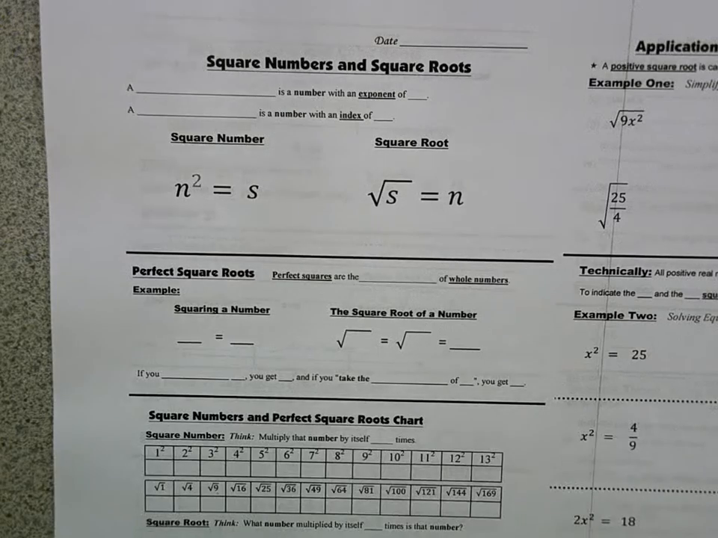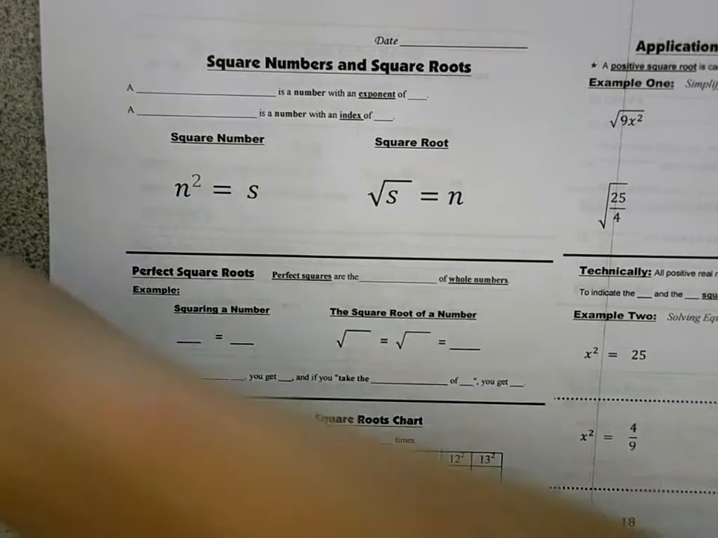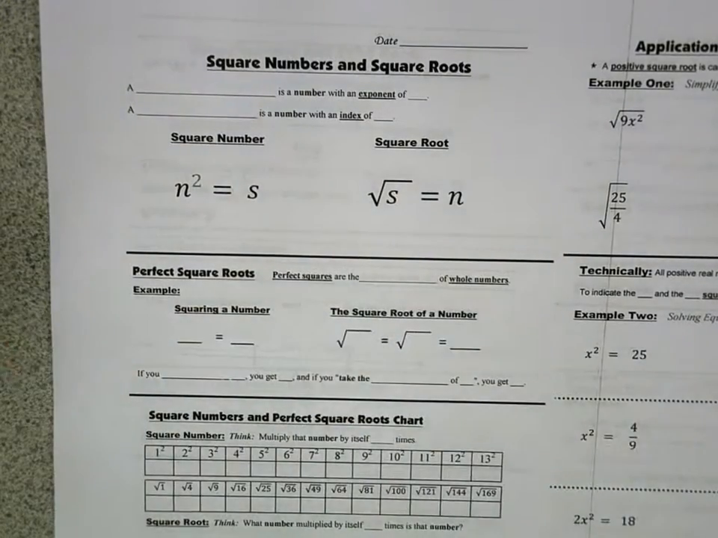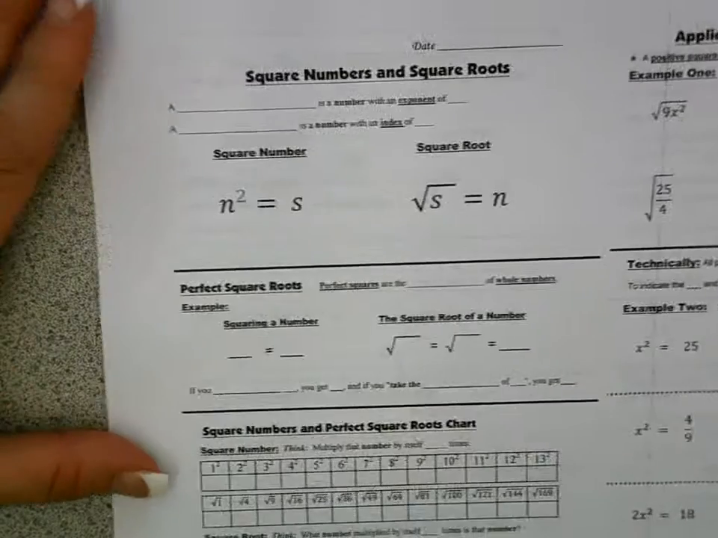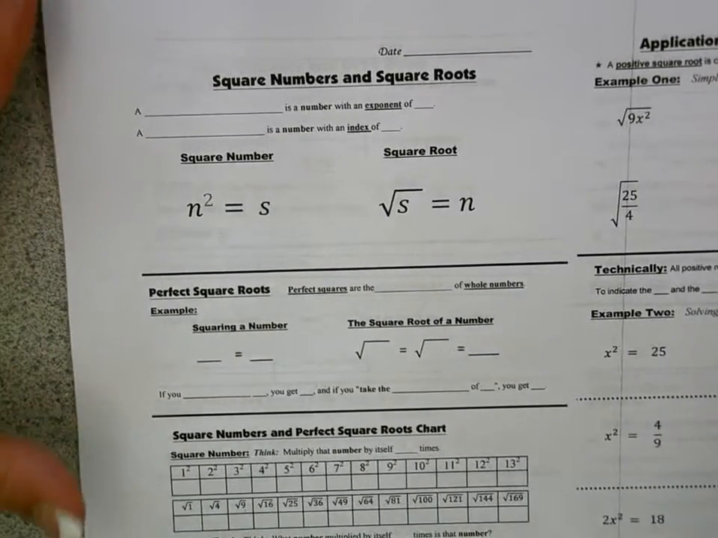SBAC review, okay? We're going to do a couple things that I know you guys have seen before. I just want to make sure that we're pretty clear on them. So, first thing we're going to go over are square roots and squares. So, square numbers and square roots.